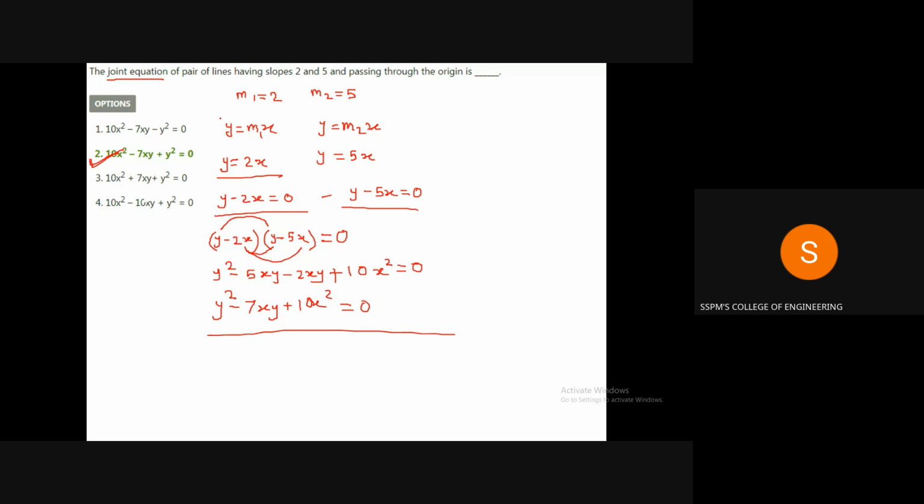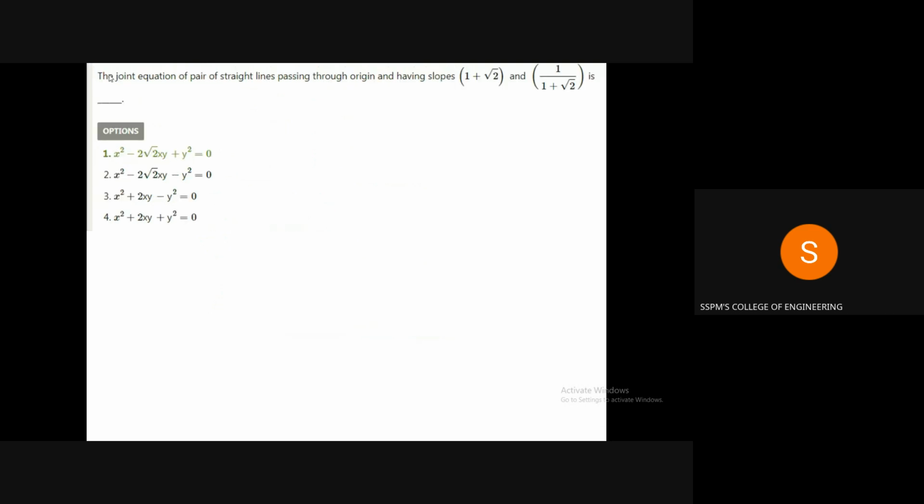Okay, you just have to remember this. What is the basic equation of a line? It is y is equal to mx. You have to find both the lines and you just have to multiply their equations in order to get the joint equation of pair of straight lines. Okay, next example. So again a similar question as the first question.